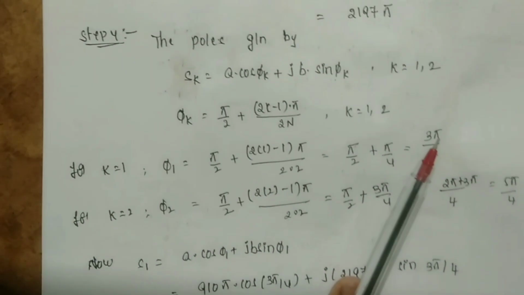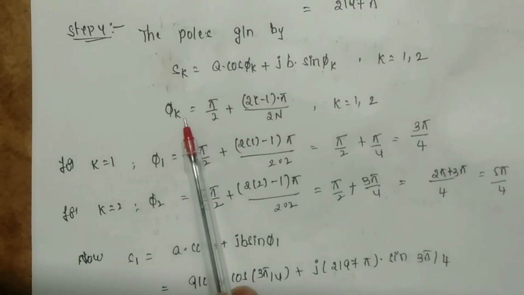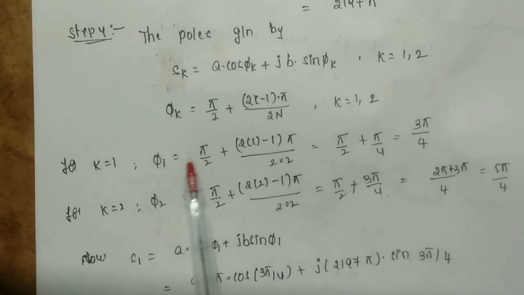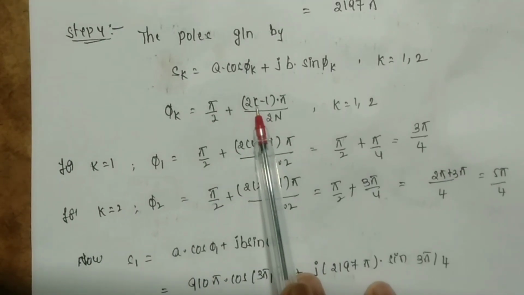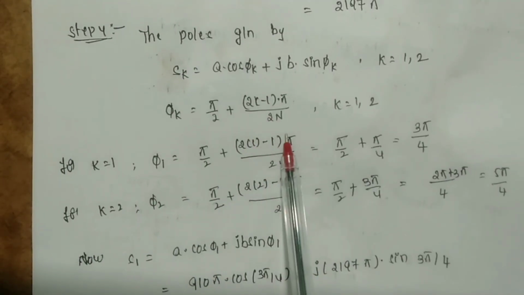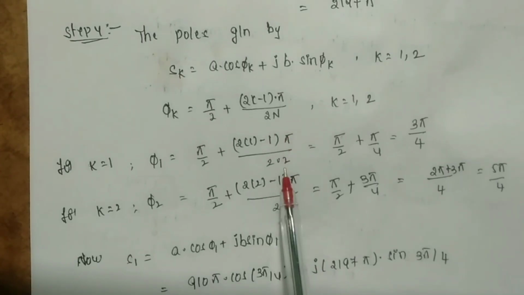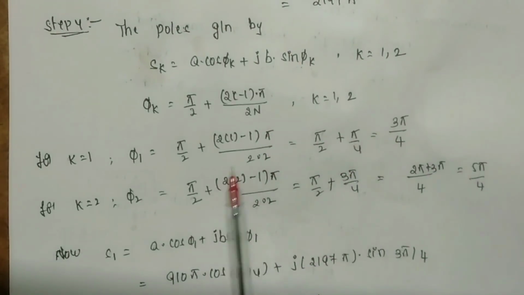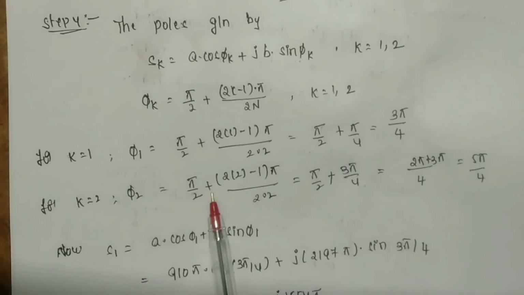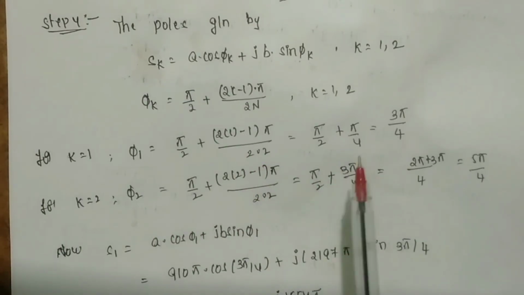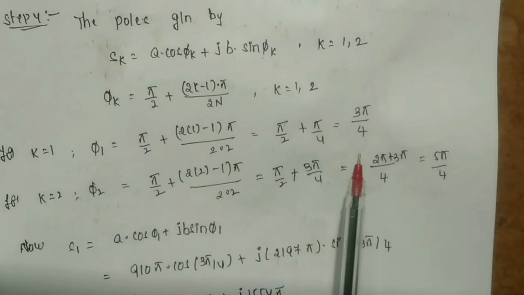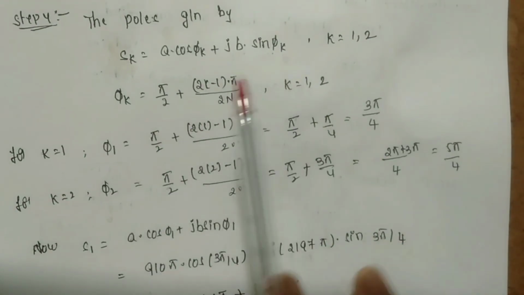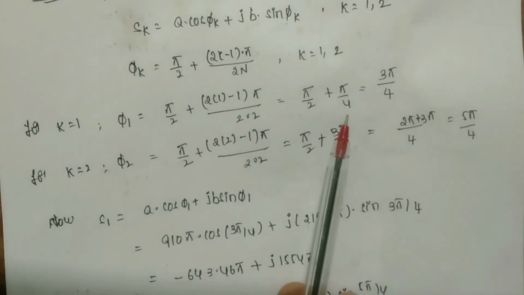Substituting k is equal to 1 in phi k, you will get phi 1. Phi 1 is equal to pi by 2 plus (2k minus 1) into pi by 2n. In place of k you substitute 1, and n value 2 you substitute, and you will get the value 3 pi by 4. Similarly for k is equal to 2, using the same method, you will get the value 5 pi by 4. So now you have the phi 1 and phi 2 values and the A and B values. Now we will start finding the poles.